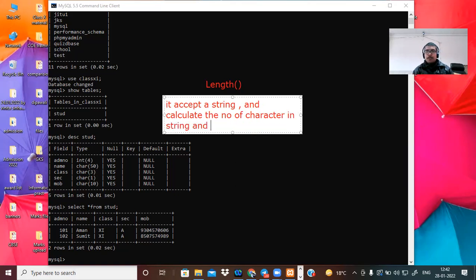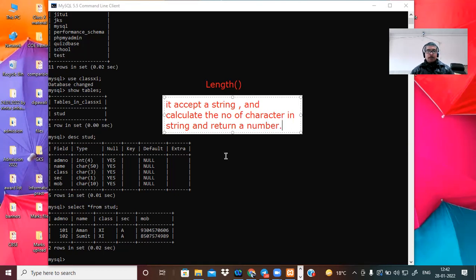In the definition, I have told you that it is predefined. Now it accepts a string. It calculates the number of characters and returns a number.